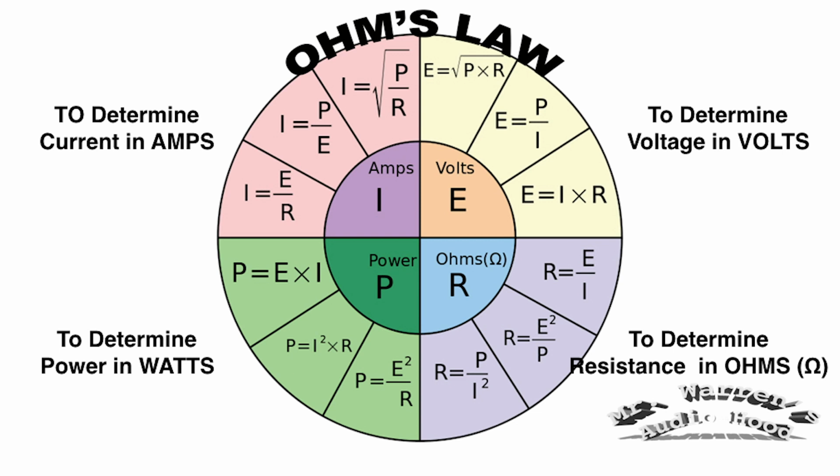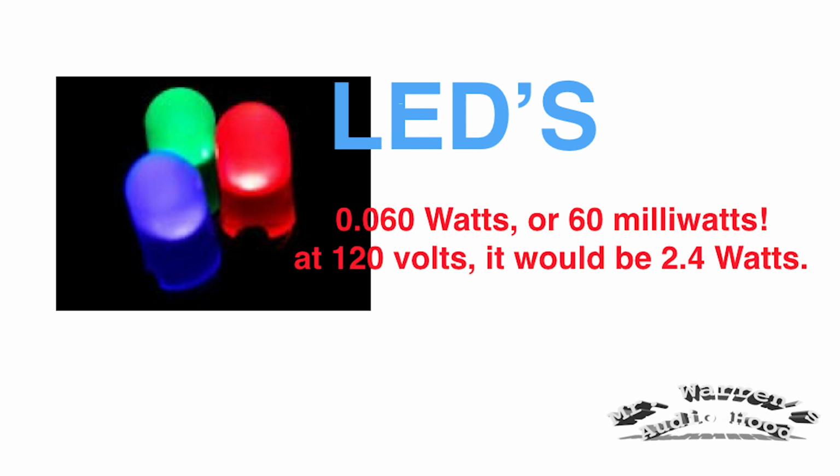If we look at the basic 3 volt setup, we take 3 times 0.020 and we get 0.060 watts or 60 milliwatts. If, for example, we decided the LED needed to work at 120 volts, we take 120 times 0.020 and we get 2.4 watts.